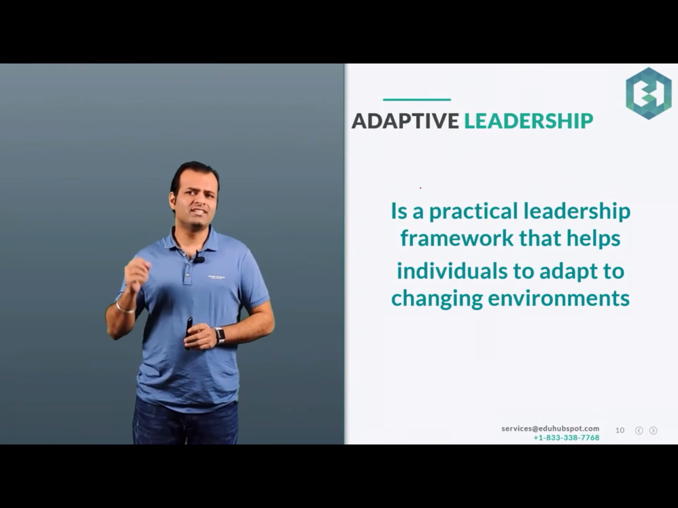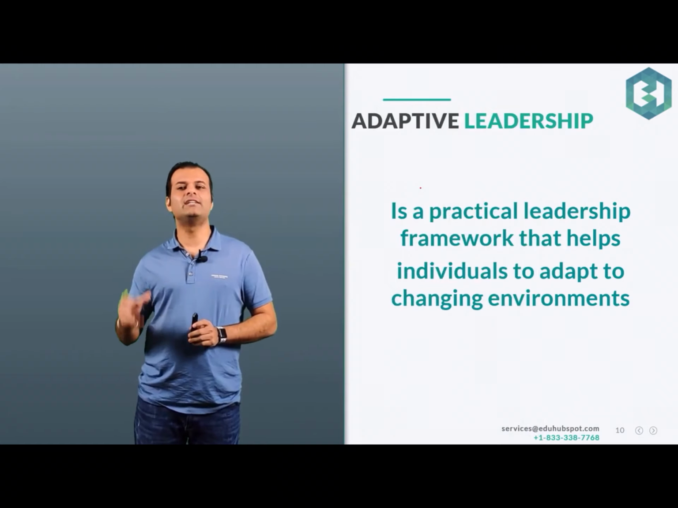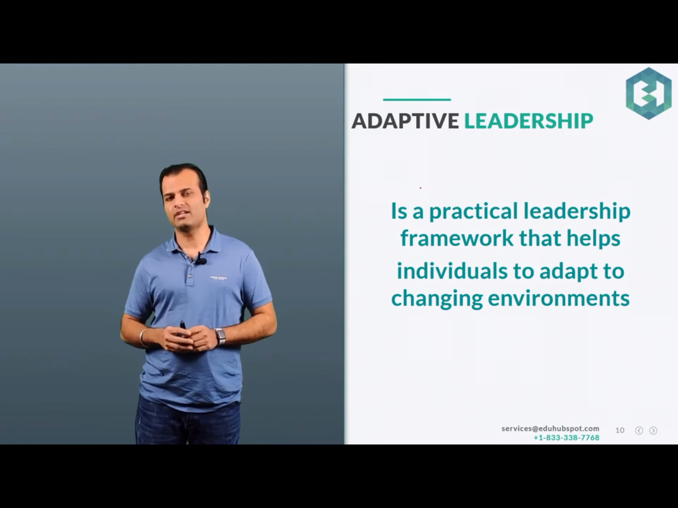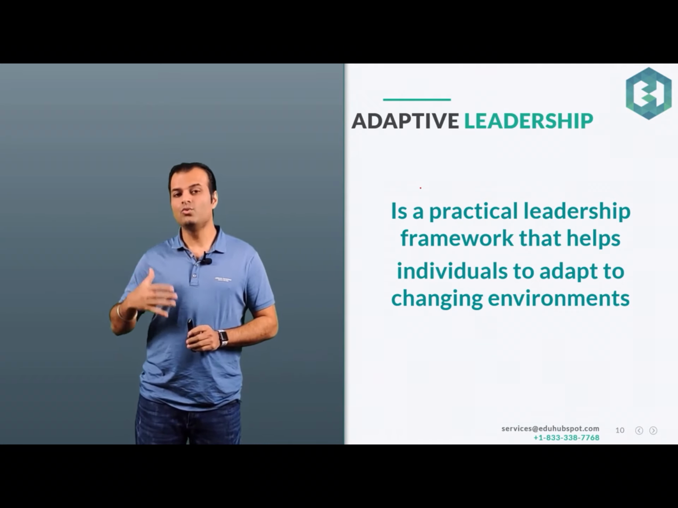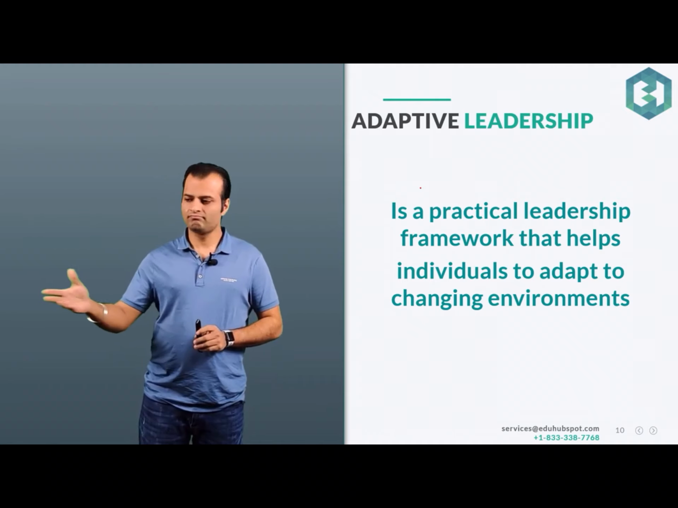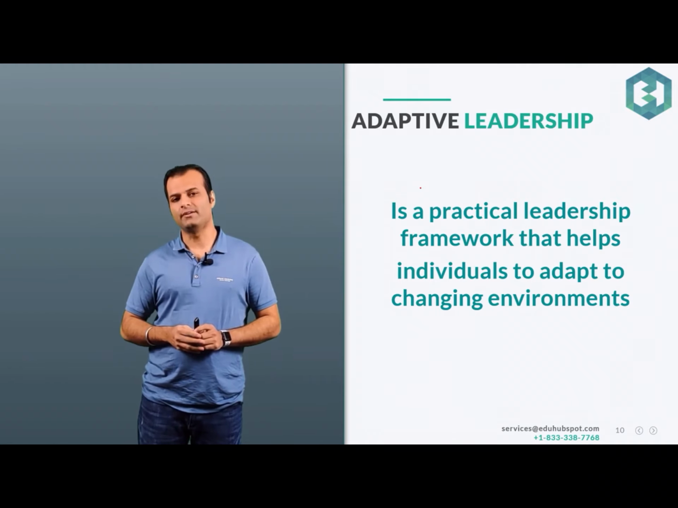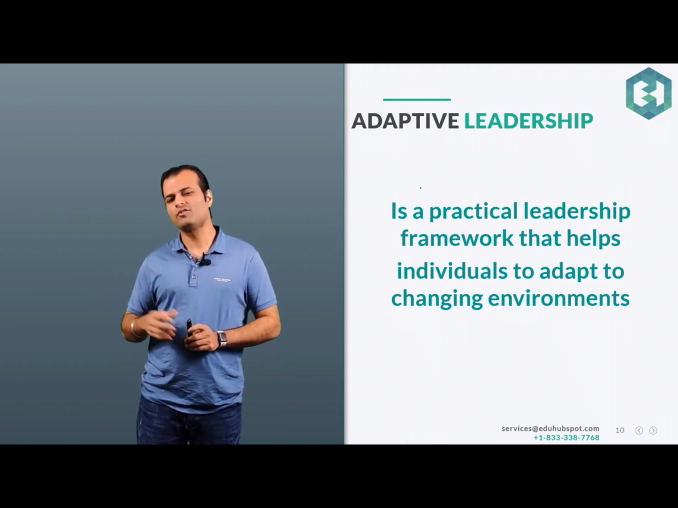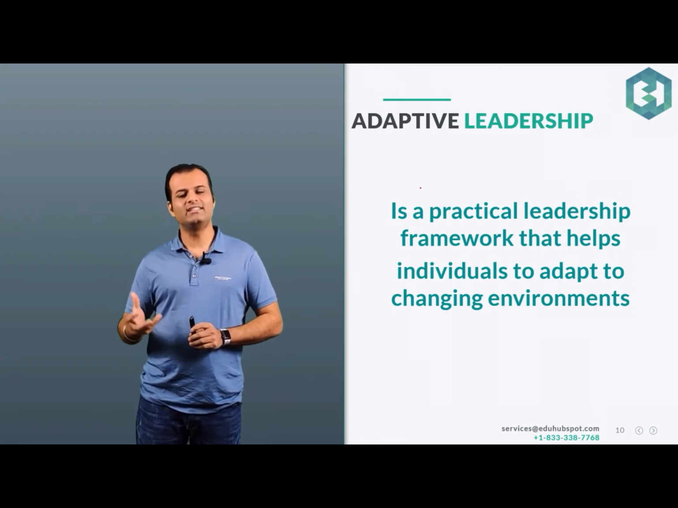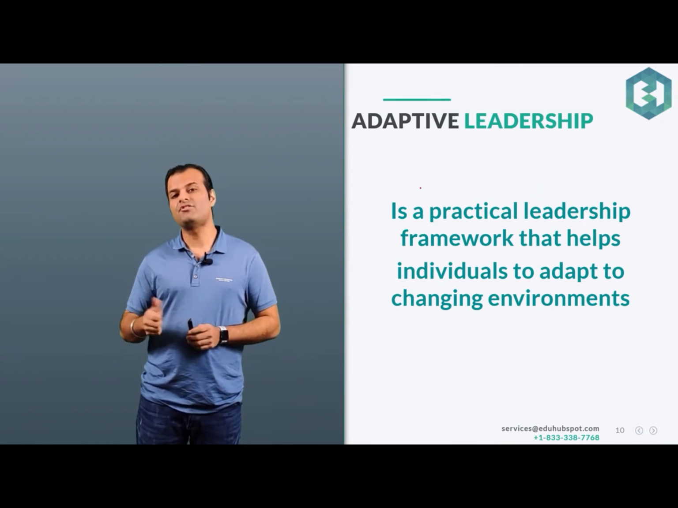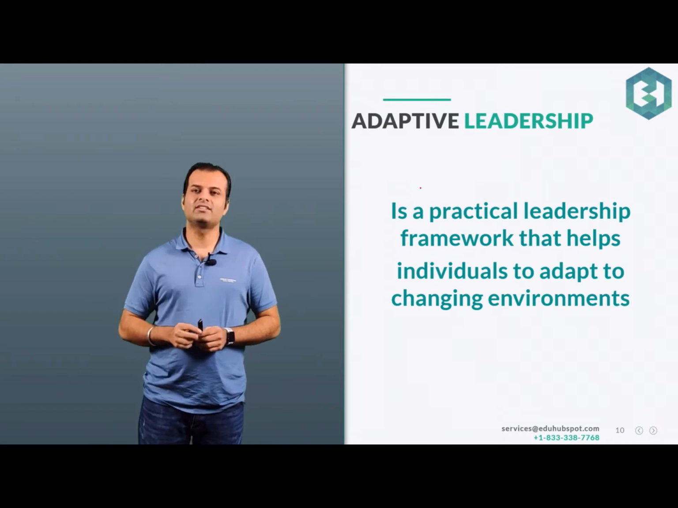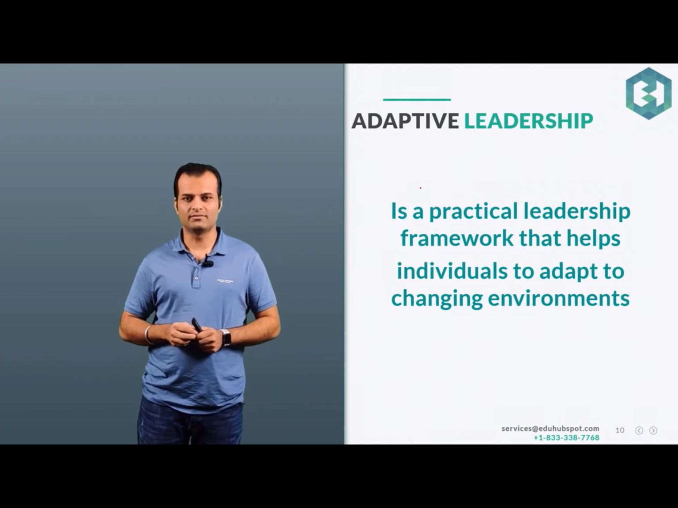Adaptive leadership is a practical leadership framework that helps individuals adapt to a changing environment. The name states adaptive. What does adaptive mean? You are adapting to change. What happened in 2020? Because of the COVID situation, a lot of small businesses and companies were not easily adapting to the change. Why? It was new to them. They were not ready for it. Only those companies survived whose leadership was adaptive.